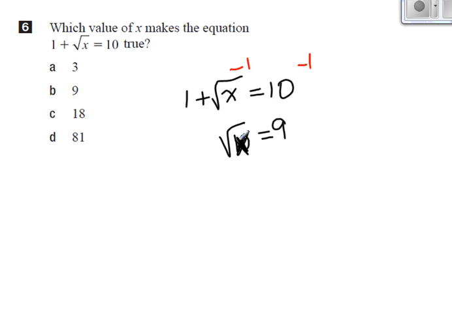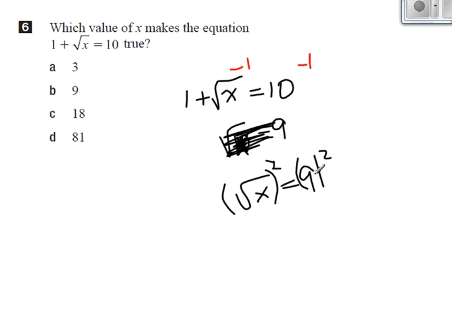Now, this is something we didn't do. I'm just going to rewrite this because it looks pretty messy. I need to get rid of the square root. What is the opposite of square root? Well, the opposite of square root is square. So on both sides of the equation, I'm going to square. The square root of x squared is x. 9 squared is 81. There's the answer.